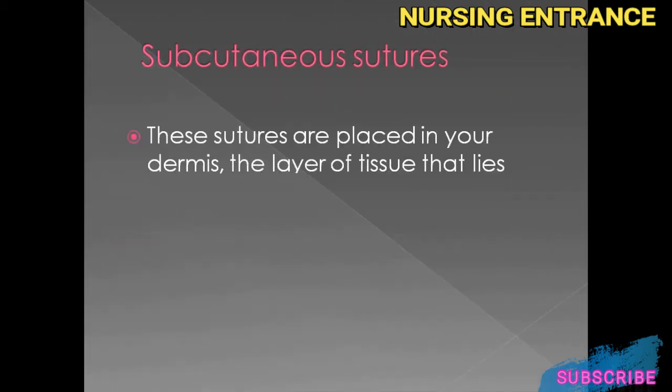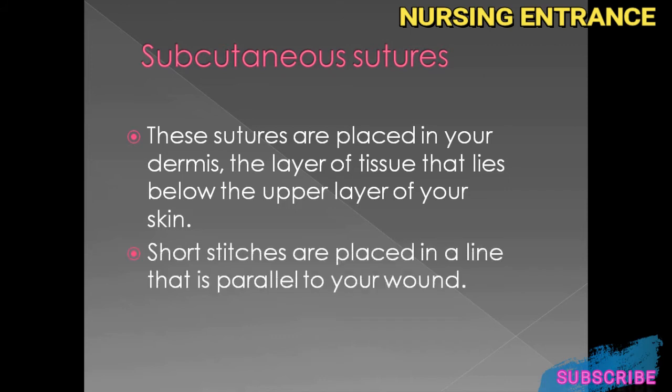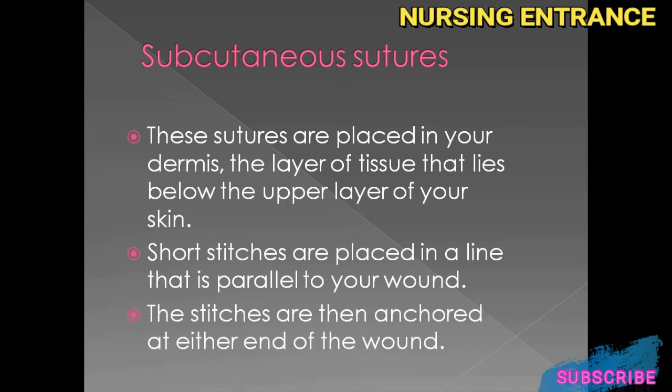Subcutaneous sutures. These sutures are placed in your dermis, the layer of tissue that lies below the upper layer of your skin. Short stitches are placed in a line that is parallel to your wound. The stitches are then anchored at either end of the wound.